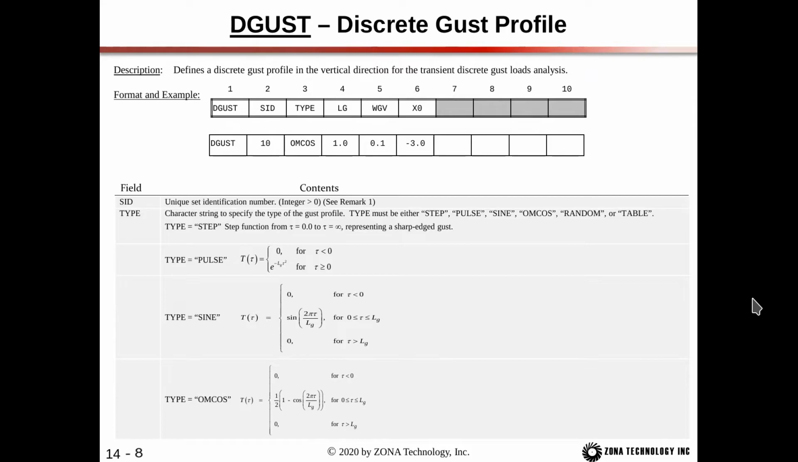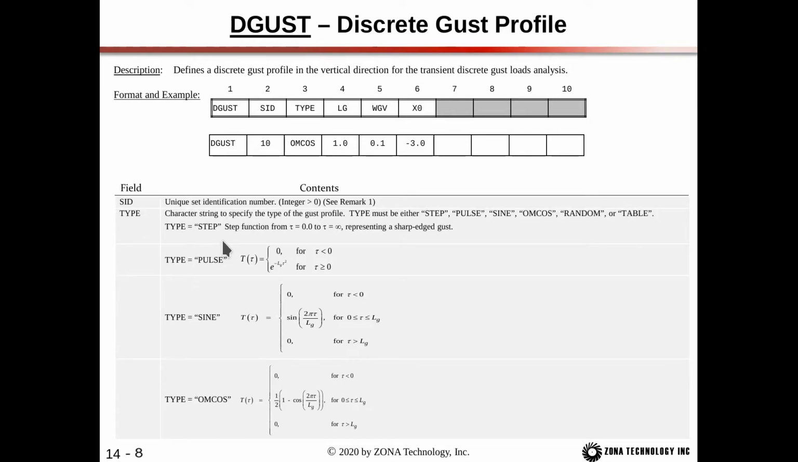Next, we have the dgust card to define the discrete gust profile. So we have an ID number, and then next we have type, which is a character string to specify the type of the gust profile. So type can be step, pulse, sine, OMCOS, which is 1 minus cosine, random, or table.